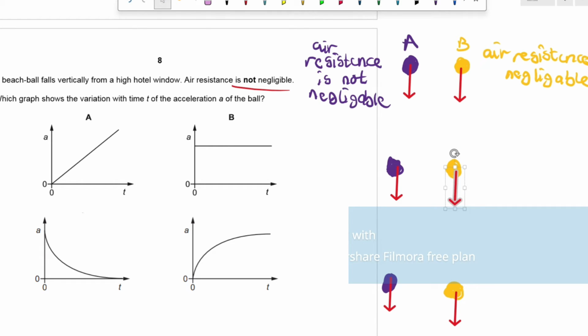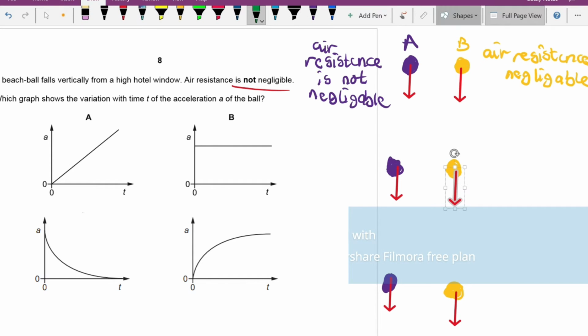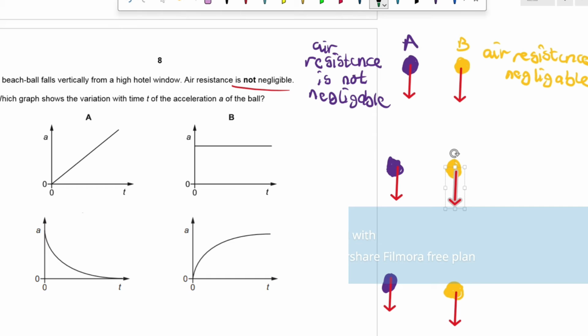But I'm going to introduce another variable, which is going to be air resistance. I'm going to introduce air resistance here. If air resistance is not negligible, it means it's going to act. It's going to act up like so, but it's also going to increase. We're going to talk about why it's increasing in a moment. Something like this, until they become equal.